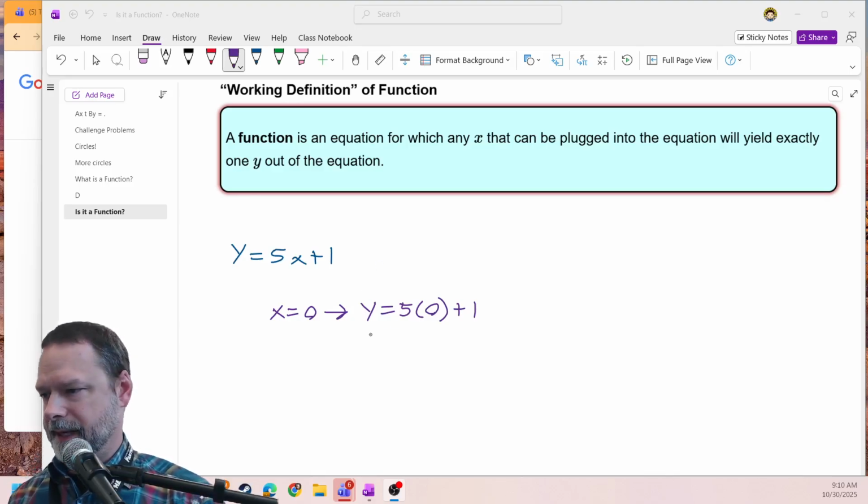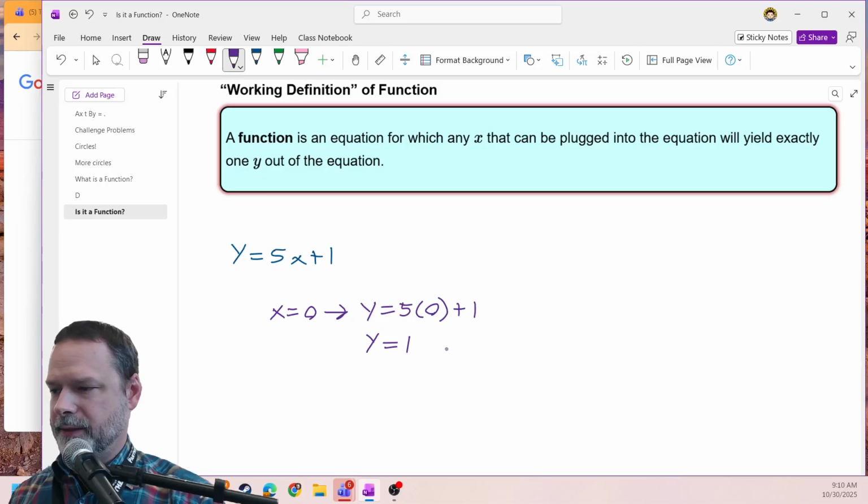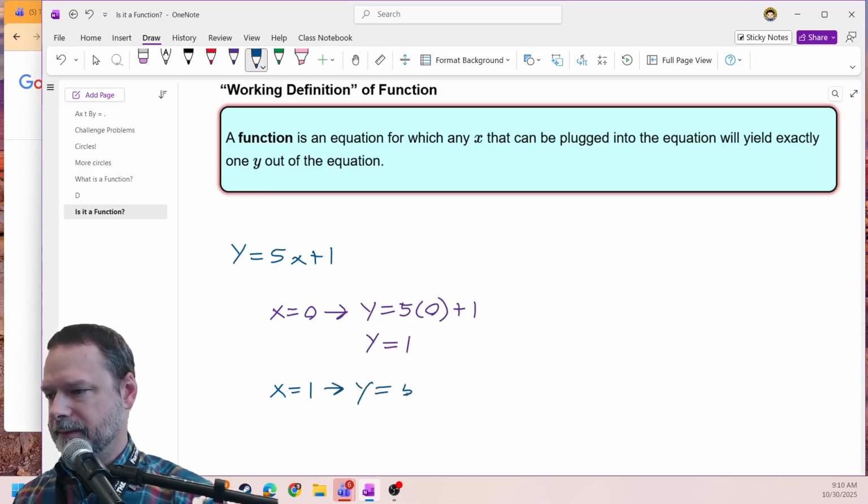And so what does that mean? That means y is going to equal 5 times 0, 0, plus 1, so y is 1. So there's only one y when you plug in 0. All right, let's try another one real quick. How about x equals 1? What do we get? We get y equals 5 times 1 plus 1. Well, that's 6. Again, we get one y.